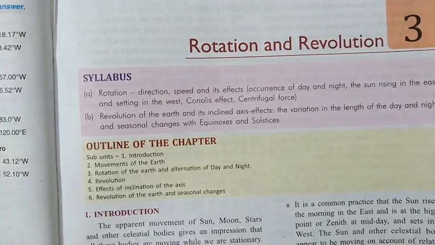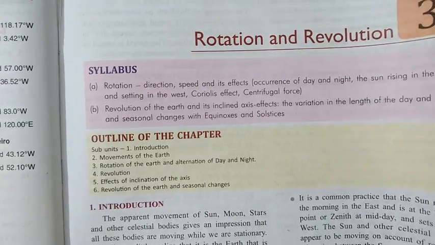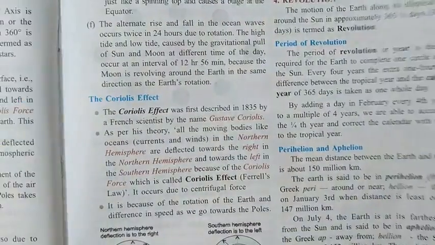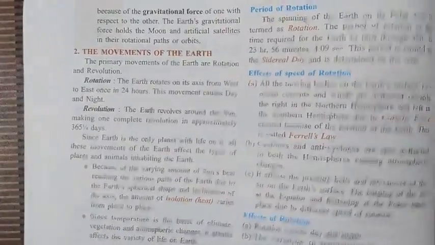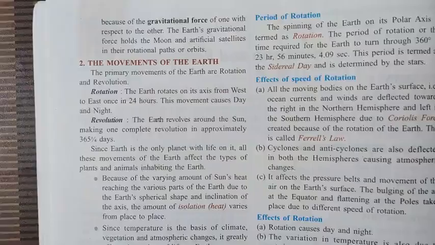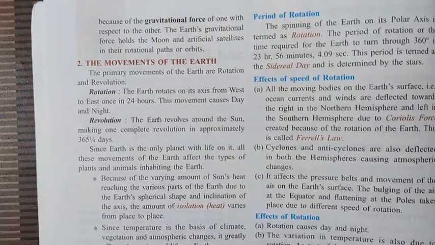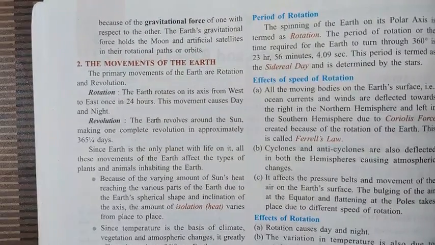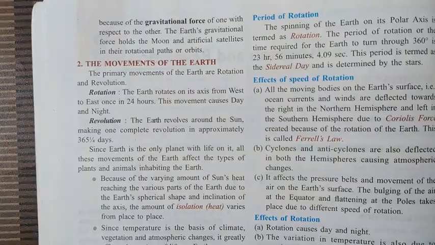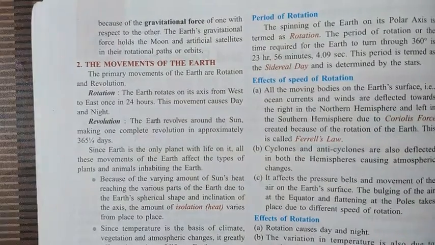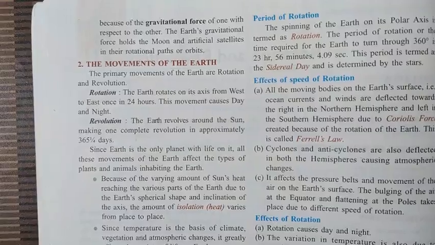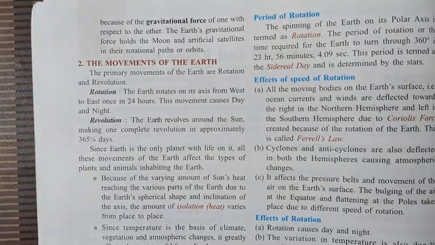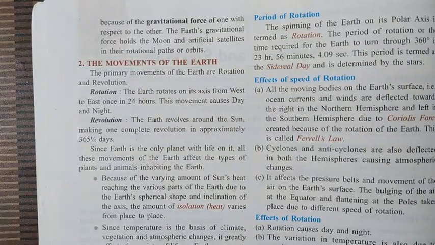As you have already studied rotation, and you know about revolution also, very quickly, let's start here. All of you know rotation: the movement of Earth on its axis that takes 24 hours. That is known as rotation. And revolution is the Earth revolving around the Sun, and it takes approximately 365 and 1/4 days.